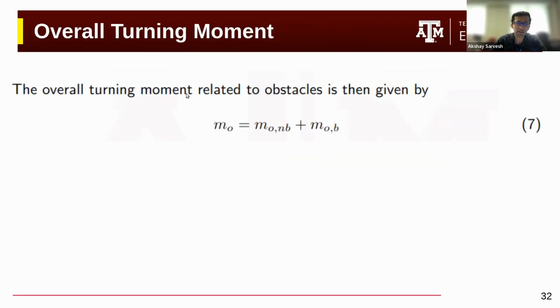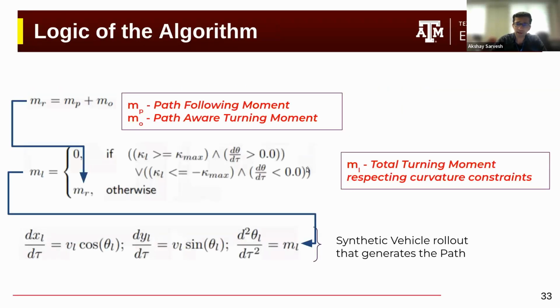Finally, the overall turning moment that is related to obstacles, that is considering obstacles that are not blocking and obstacles that are blocking, is given by MO equals MO non-blocking plus MO blocking. That is, we just add the moment that's coming from the obstacles. And then finally, I just want to come back to this slide again, which captures the logic of the algorithm.